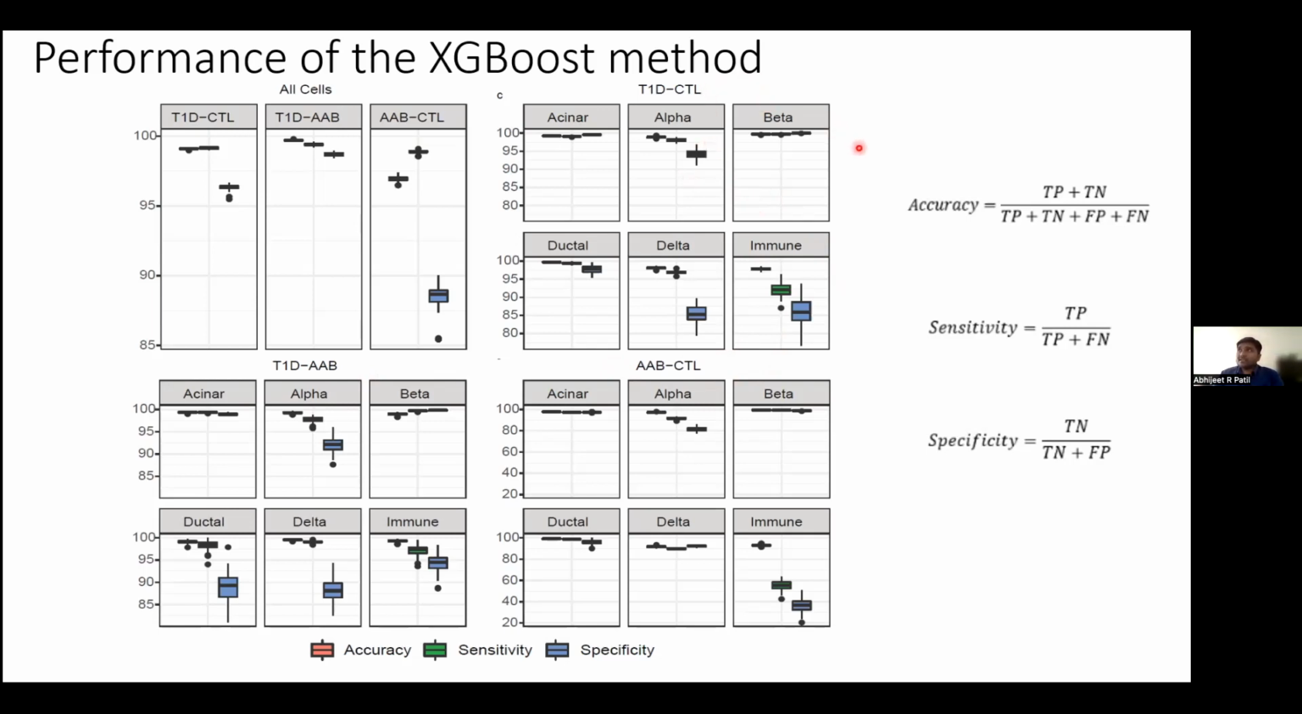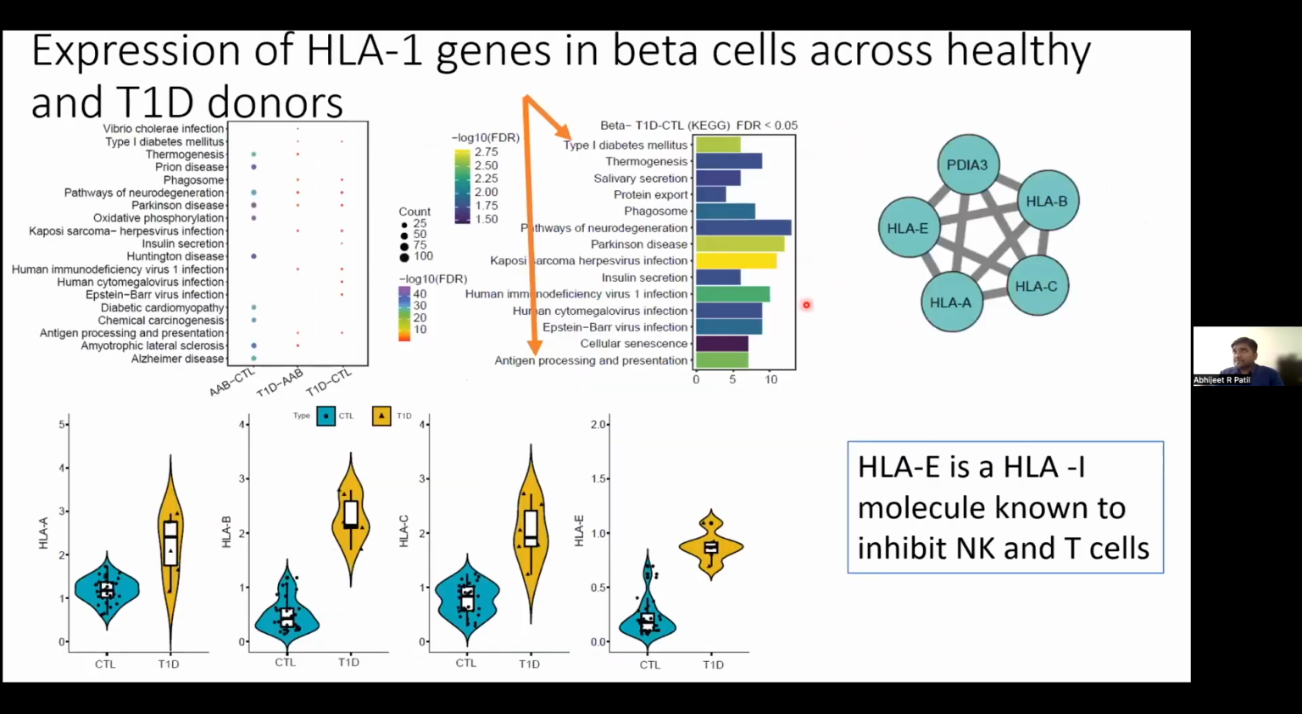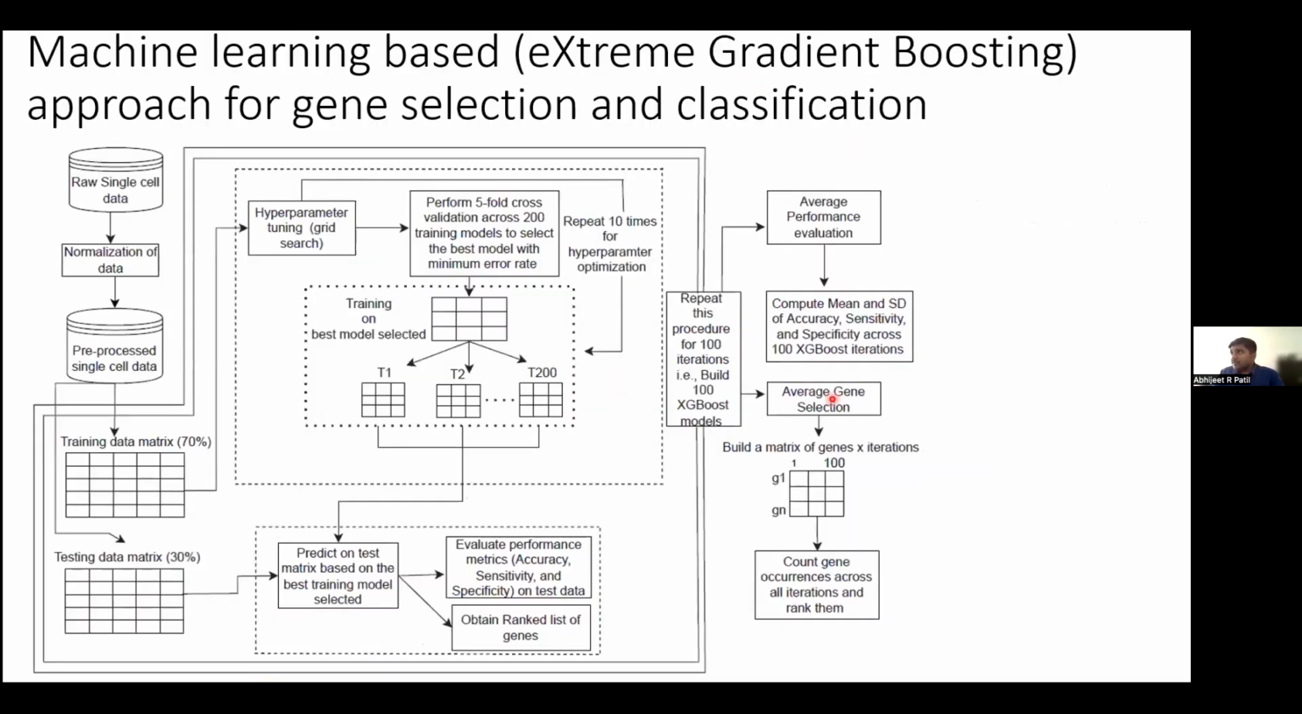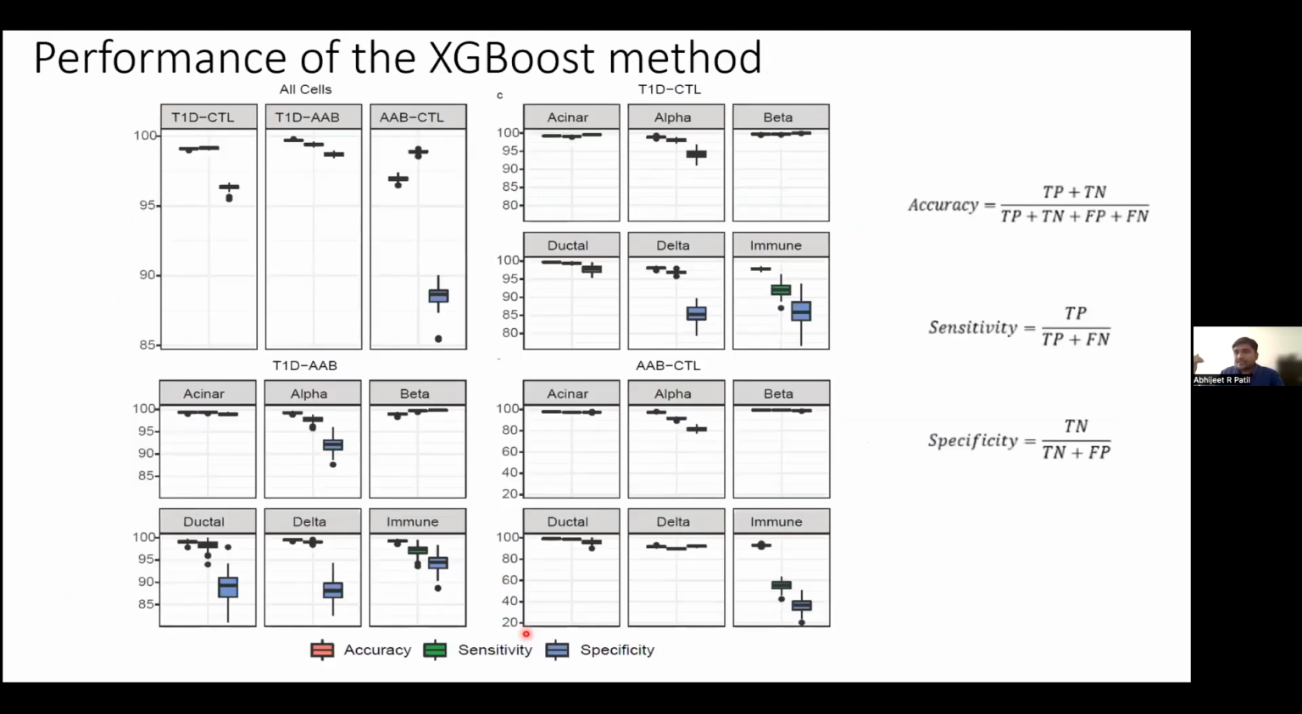So our focus in this research is basically on these two groups, type 1D versus control and type 1D versus AB. Here, as I mentioned earlier, along with these metrics, we also get the ranked list of genes across each of these comparisons.